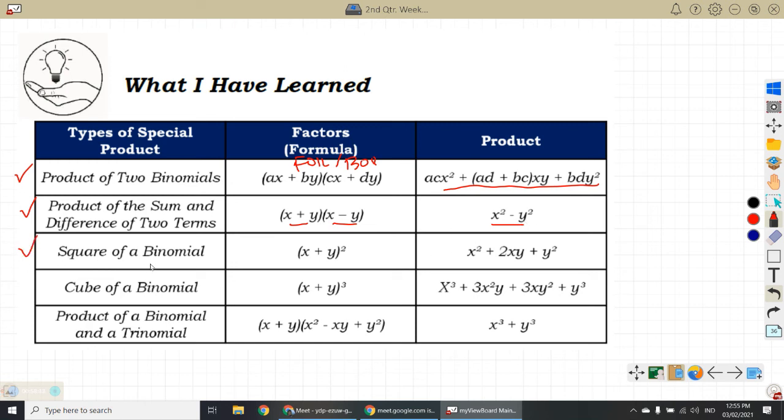Next one. The square of a binomial. So squaring the binomial will lead to this one. This one is a perfect square. Ang tawag dyan ay perfect square. Okay? And then we have the cube of a binomial which states that x plus y, quantity x plus y cube. Okay? So this one is a perfect cube. Ang tawag dyan ay perfect cube. And the last one is the product of a binomial and a trinomial. Okay? Binomial and trinomial. The product will be the sum of the cubes. Okay? Sum of two cubes. Or the difference of two cubes. Pwede rin.